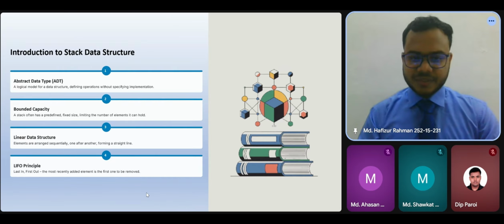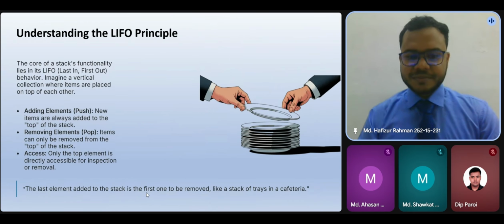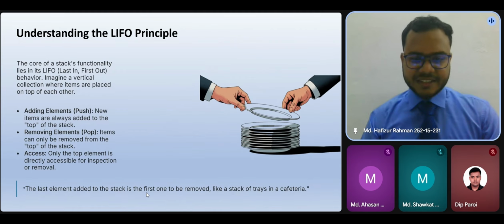Now let's understand the main rule of the stack, which is called LIFO, last in, first out. It means the last element that we add will be the first one to be removed. For example, if we place three books one by one, the third book we placed will be the first one we take out. In short, stack is a simple but powerful data structure that works based on the LIFO principle.